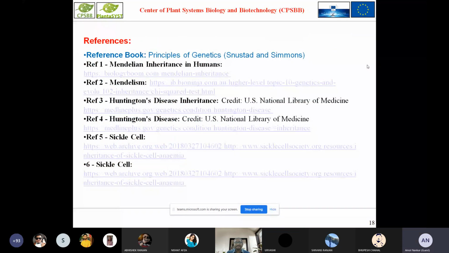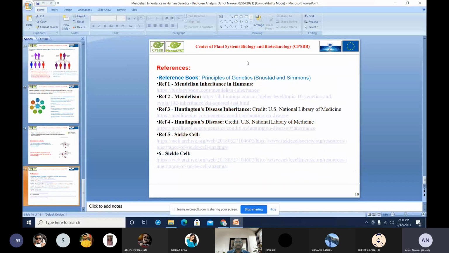Okay, so these are some of the references, and I would highly recommend you to read this book. There are, I think, 6 or 7 pages, not even 6 or 7 pages, but really a good reference for what we studied.